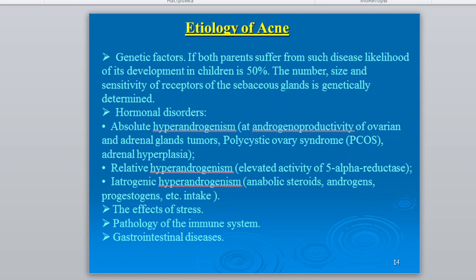Pathology of the immune system. Gastrointestinal diseases. Next.